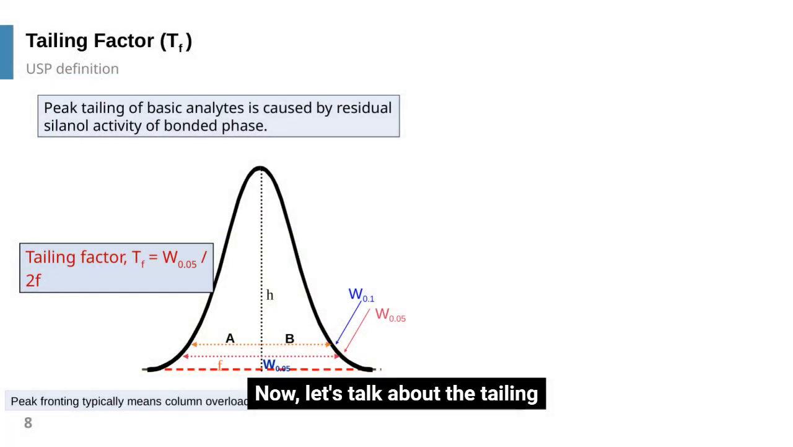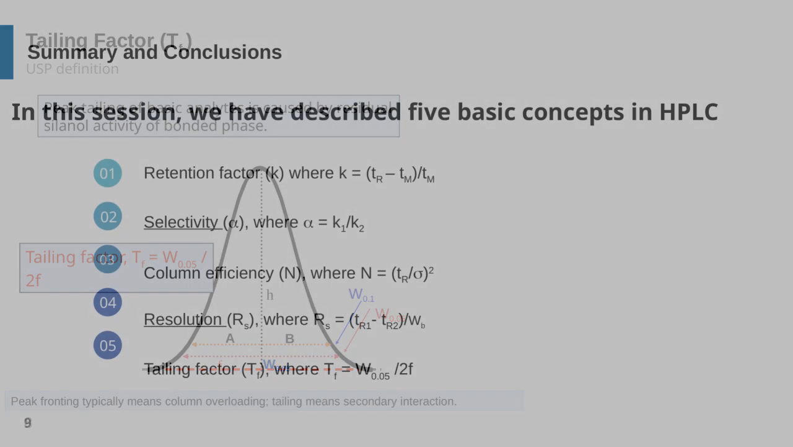Now let's talk about the tailing factor, TF. Peak fronting typically indicates column overloading, while tailing suggests secondary interaction. Peak tailing of basic analytes is often caused by residual silanol activity of the bonded phase. The tailing factor, TF, is defined as W0.05/2F, according to the USP definition.